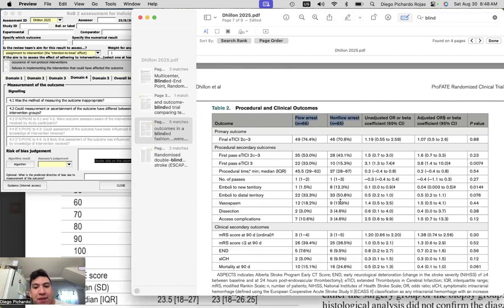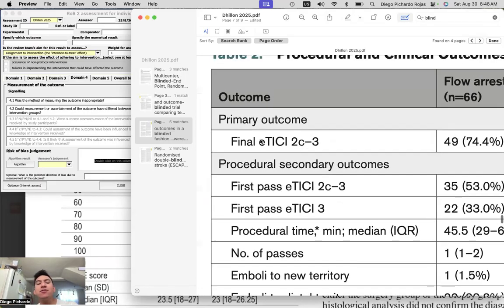In this study, the way they evaluated reperfusion is with something called a TIMI score, and the TIMI score is super objective. After imaging, you say, oh, the vessel is wide open, that's a 3. The vessel is 70% open, that's a 2C. It's 50% open, it's a 2B.